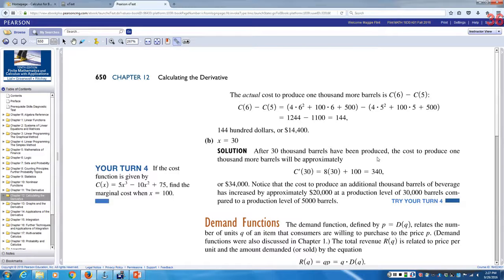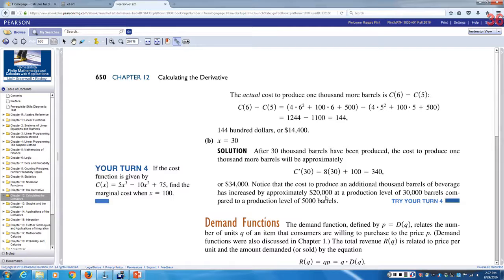So after 30,000 barrels have been produced, the cost to produce 1,000 more is going to be given by this equation. So we're looking at X is 30,000. How much is it going to cost us to produce 31,000? So we find the derivative, plug in 30, and it's going to cost us $340,000, which is $34,000. Notice that the cost to produce an additional 1,000 barrels has increased by approximately $20,000 when you're at 30,000, whereas it didn't increase by that much when you only made 5,000.